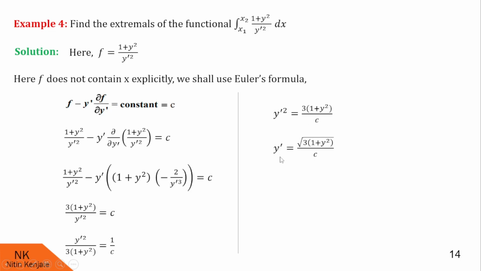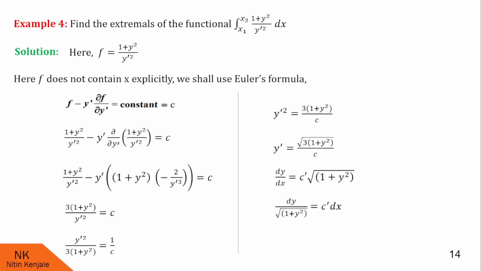So on the LHS we get y dash, and on the RHS we get the square root of 3 into (1 plus y square) divided by c. This square root of 3 by c can be written as c dash, and y dash on the LHS can be written as dy by dx. So we get the equation dy by dx is equal to c dash into the square root of (1 plus y square). Now to solve this differential equation, I will do a little rearrangement. I will take this square root of (1 plus y square) to the LHS and dx to the RHS.